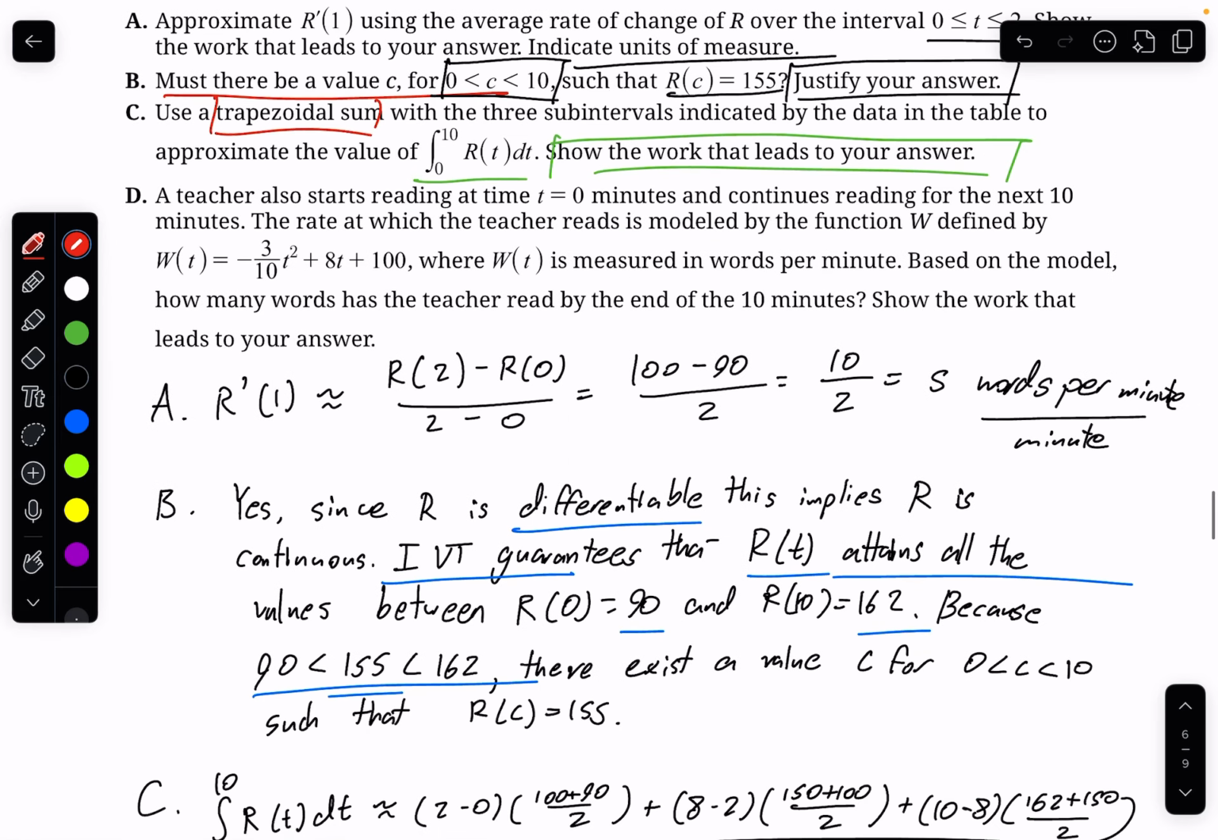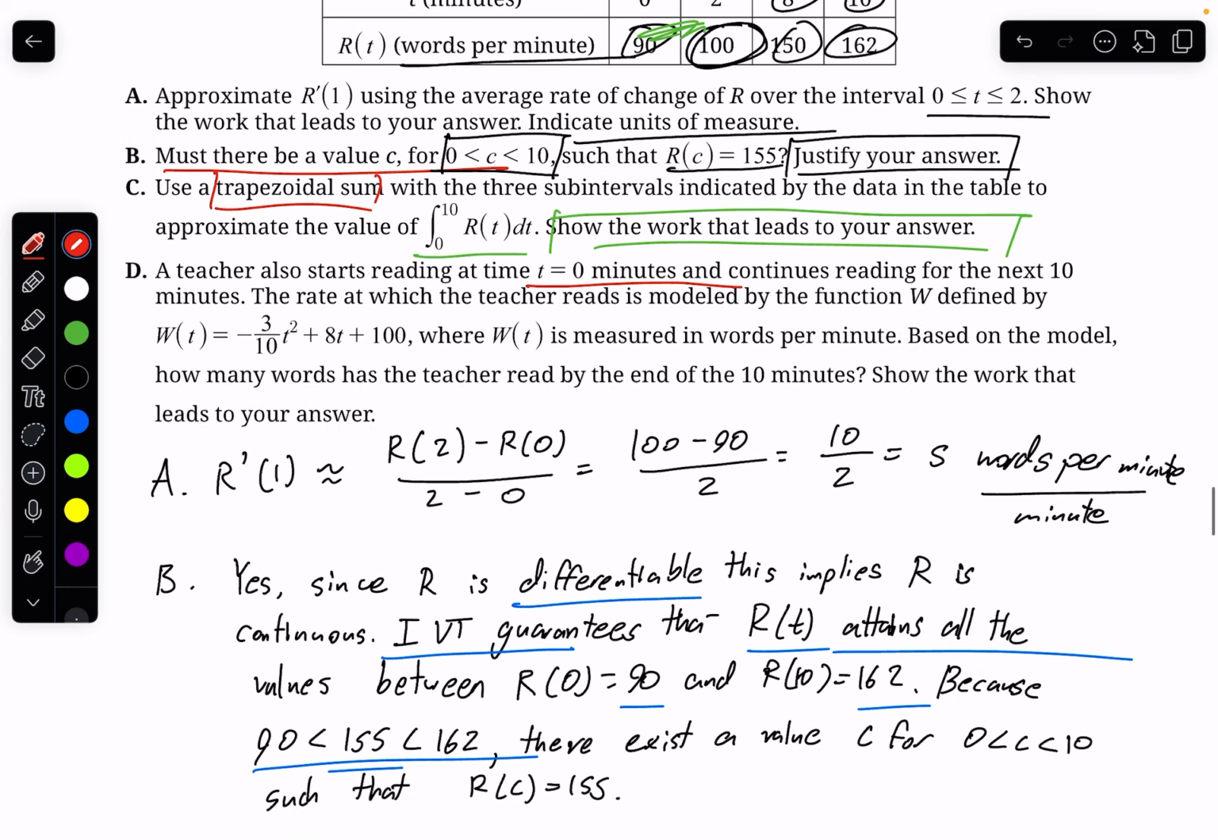Now, lastly, we have part D. Part D, a teacher also starts reading at time t equals 0 minutes and continues reading for the next 10 minutes. The rate at which the teacher reads is modeled by the function w, defined by w of t is equal to negative 3 over 10 t squared plus 8t plus 100, where w of t is measured in words per minute. Based on the model, how many words has the teacher read by the end of the 10 minutes? Show the work that leads to your answer.